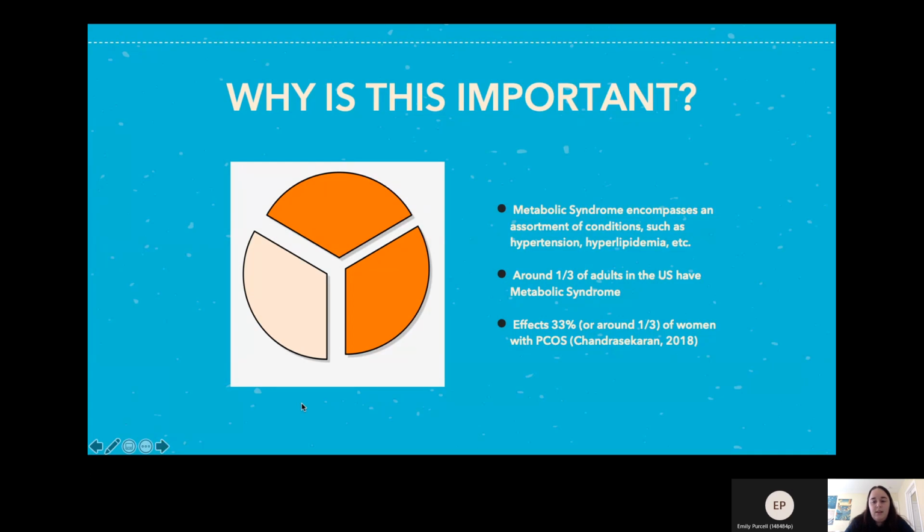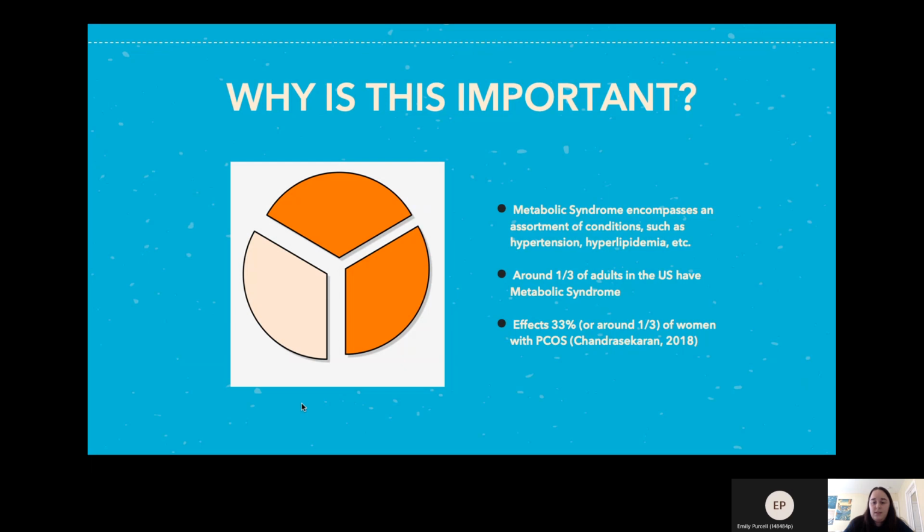So why is this important, and why do we care about metabolic diseases or disorders in general? Because metabolic syndrome encompasses an assortment of conditions such as hypertension, hyperlipidemia, visceral fat, all of those things, it's important because all of those conditions are kind of working together. So if you have high blood pressure, you're more likely to be obese and you're more likely to have hyperlipidemia, and all those things are coming together. So a lot of people are impacted by these metabolic issues.